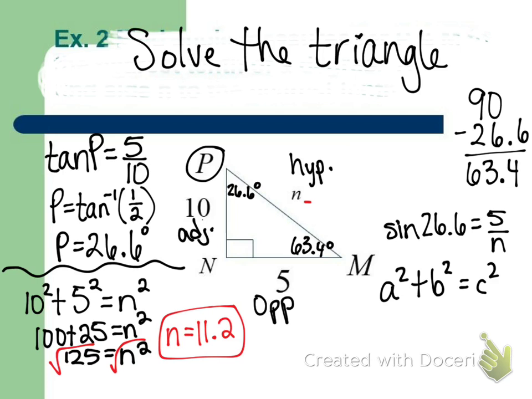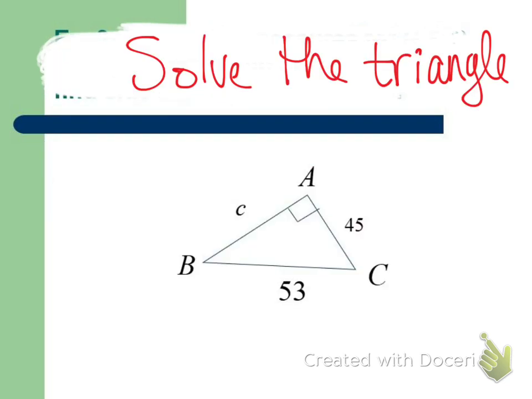So now we have every single side and every single angle. We want to start with the side this time. We know 2 of the sides, and right now we don't know the angles. So if all we know are 2 sides, how do we find the 3rd side?